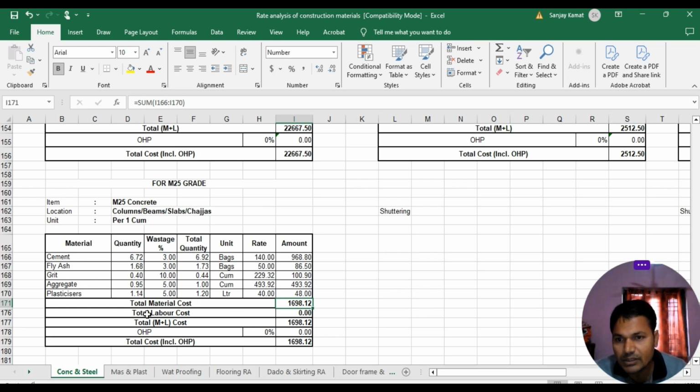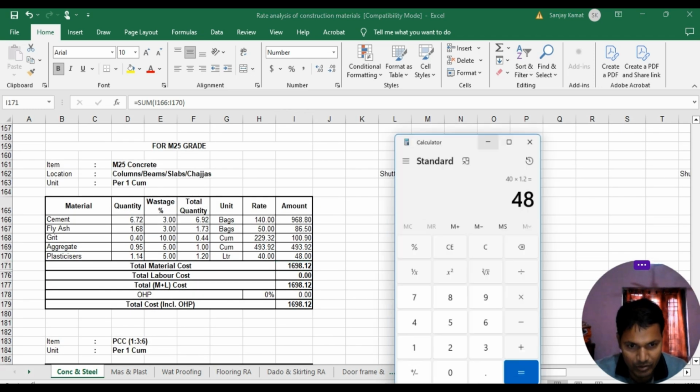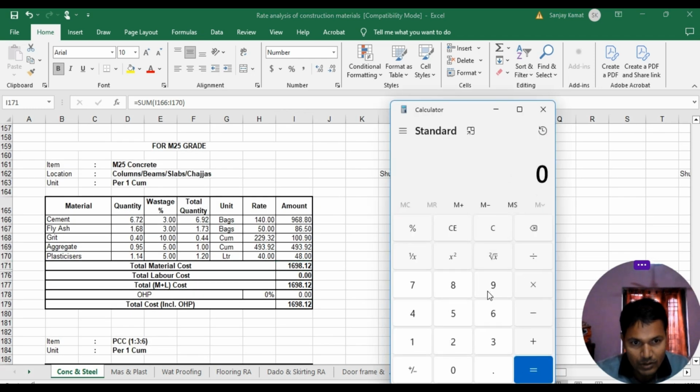Now we'll check the total material cost value, whether it is coming out right. Let's check in the calculator. 968.80 plus 86.50 plus 100.90 plus 493.92 plus 48 is 1698.12. This means it is absolutely correct.